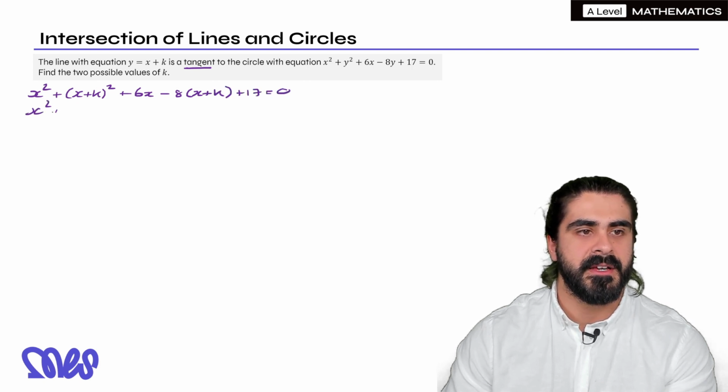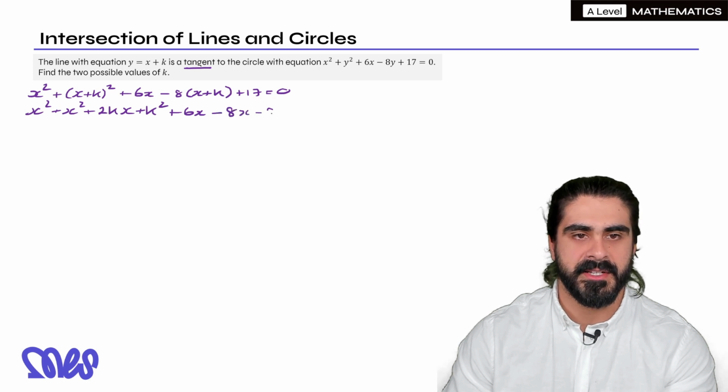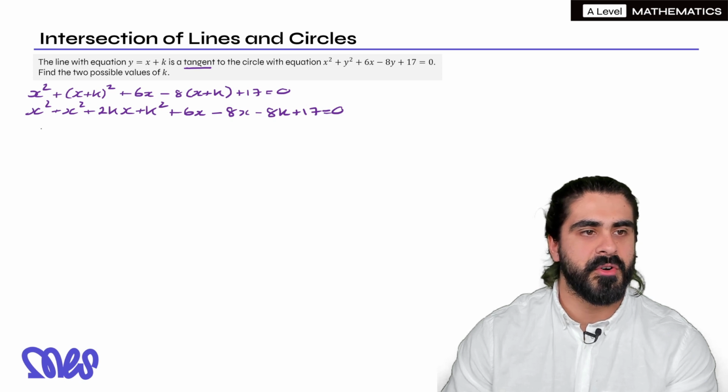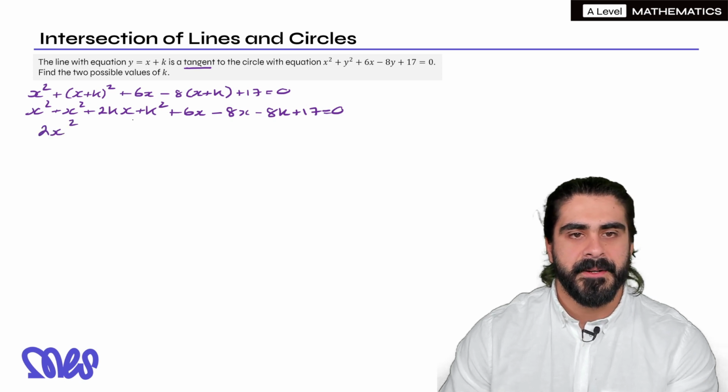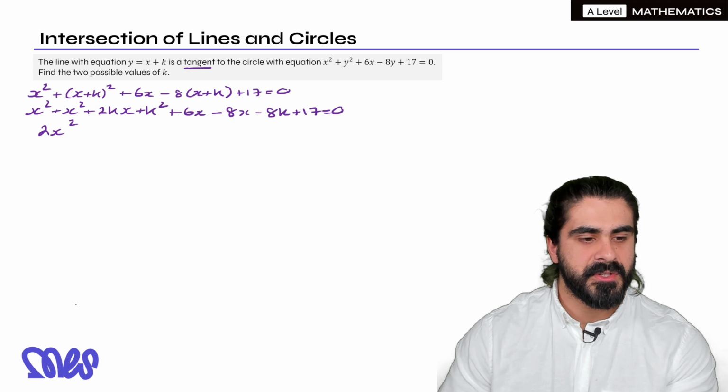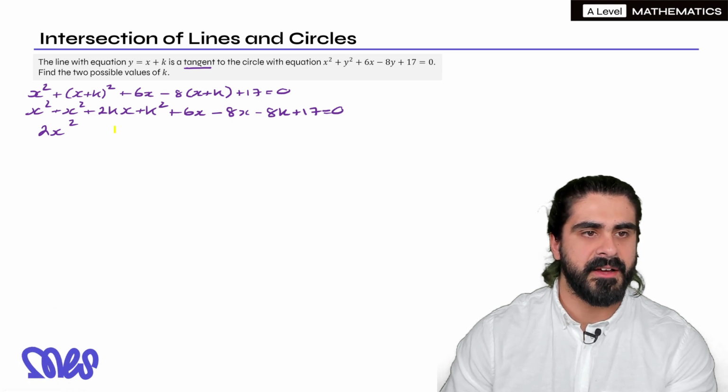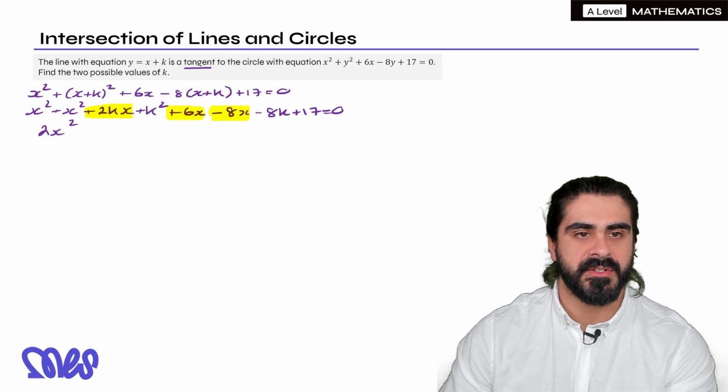Expanding everything, we're going to get x squared plus 2kx plus k squared, plus 6x minus 8x minus 8k plus 17 is 0. Then we've got 2x squared. Now we want to collect the like terms. So we have 2kx plus 6x minus 8x. They're all like terms because they have a coefficient of x.